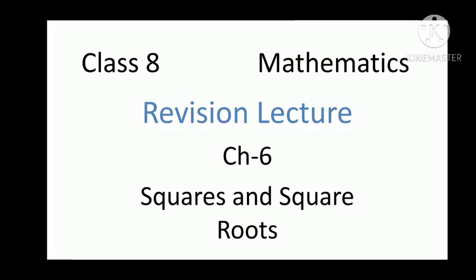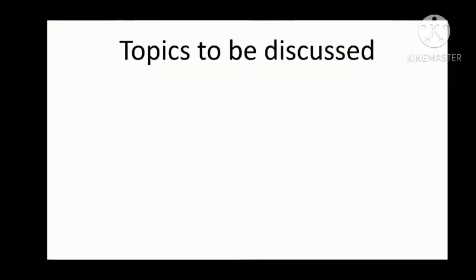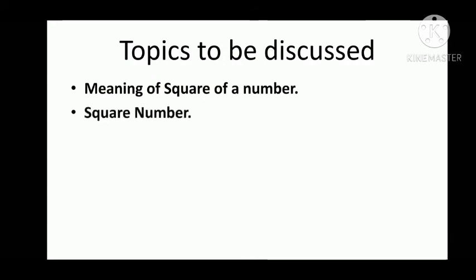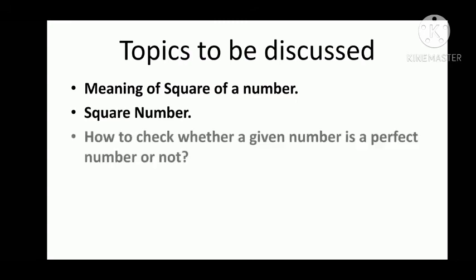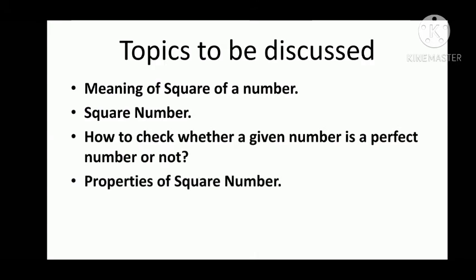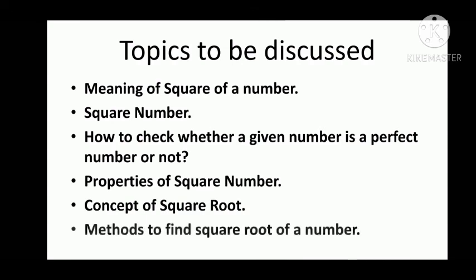Welcome students, this is our revision lecture of Mathematics class 8th, chapter number 6, Squares and Square Roots. Topics which will be discussed in this lecture are meaning of square of a number. First of all, we will review what is the meaning of square of a number. Square number, what do we mean by square numbers? How to check whether a given number is a perfect square or not. Then properties of square number. After that, concept of square root. Then methods to find square root of a number. Let us discuss all these topics in detail.